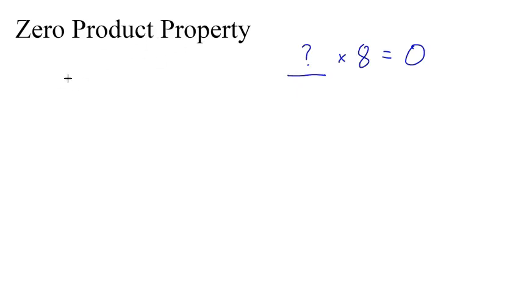So if we multiply two numbers and get 0, let's say A times B equals 0, then we know that one of those two numbers must be 0. So we could say if A times B equals 0, then either A or B must equal 0.